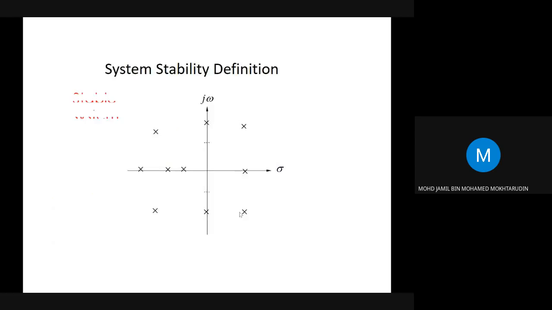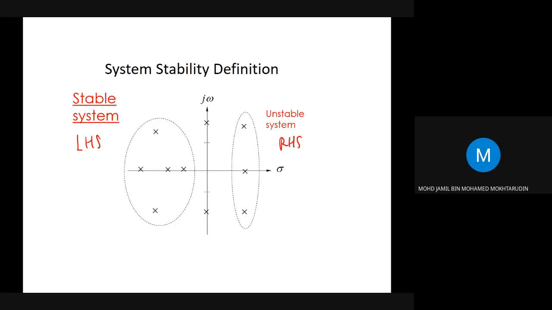Okay. So if you manage to find the poles and plot the poles on the S-plane, then we can determine the system stability by looking at the poles location only. So stable system has poles on the left hand side, okay? Left hand side. And unstable system has the poles on the right hand side. And marginally stable system has the pole located exactly on the JW axis. Okay.